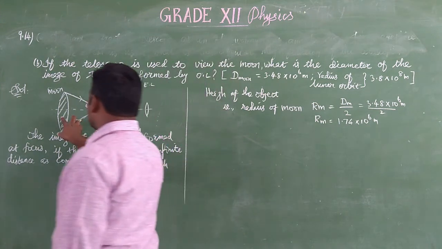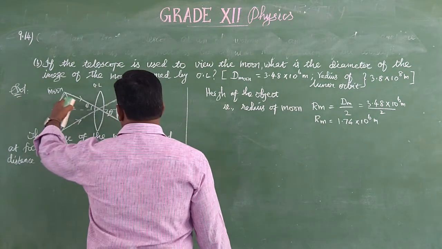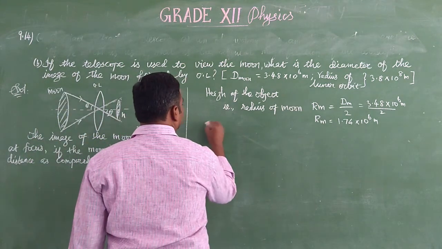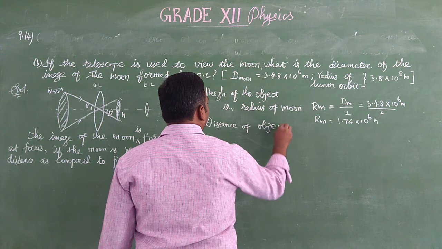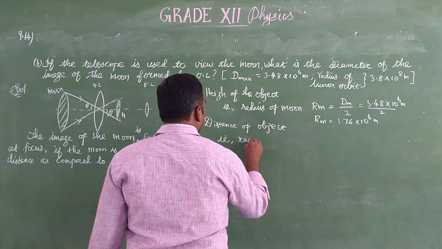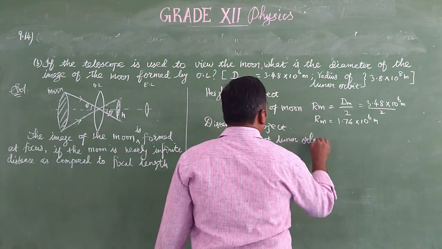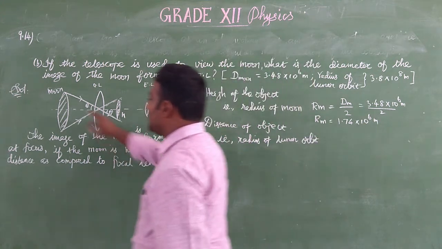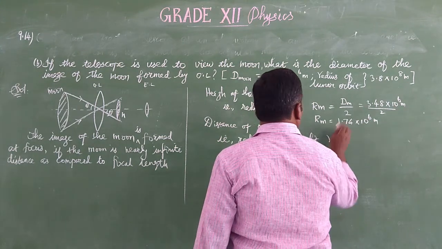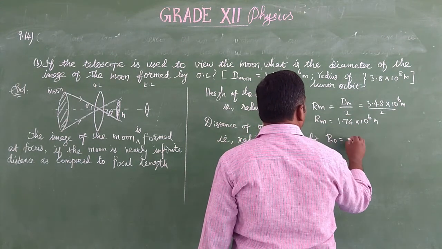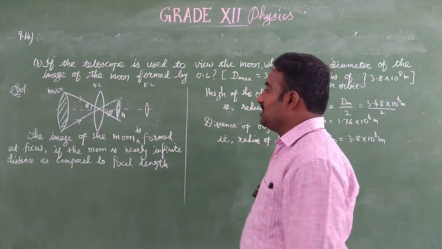Similarly, the distance of object. What is the distance of object? That is equal to the radius of lunar orbit. Yes, the distance of object is the radius of lunar orbit. It is already given. What is the radius of lunar orbit? So R1, the radius of lunar orbit, is 3.8 into 10 to the power 8 meter. Okay, so that also we found.